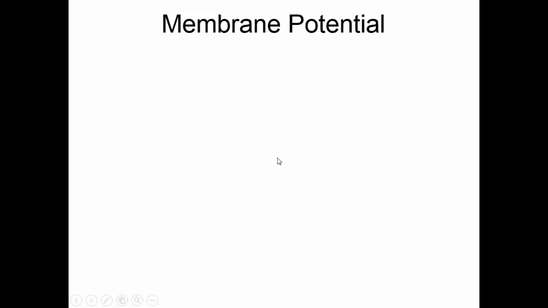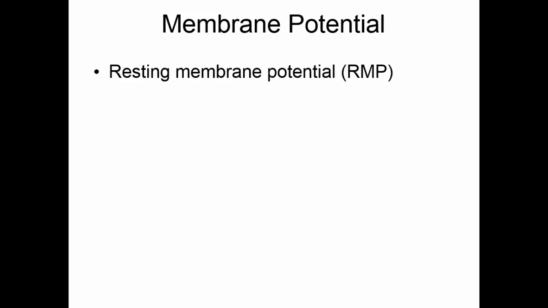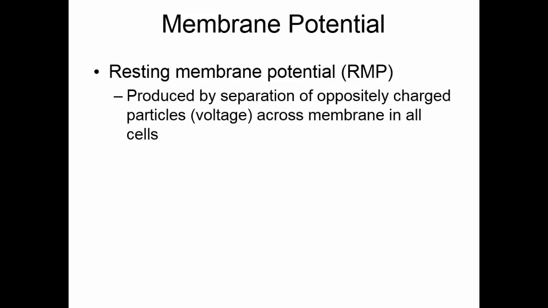Membranes exhibit potential. We have what's called resting membrane potential. Now, potential energy is the ability to do work, and if we're at rest, work is not occurring. This membrane potential is produced because the membrane separates oppositely charged particles. And since electricity is the flow of charged particles, there's the potential for some voltage across the membrane, and this occurs in all cells. So we say cells are polarized. They have an inside and an outside that has different polarity.